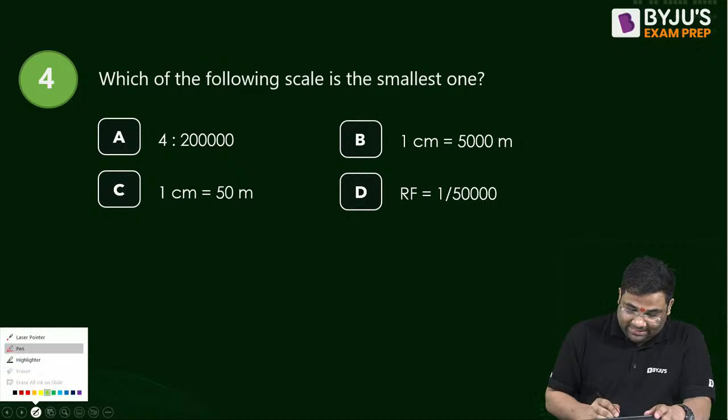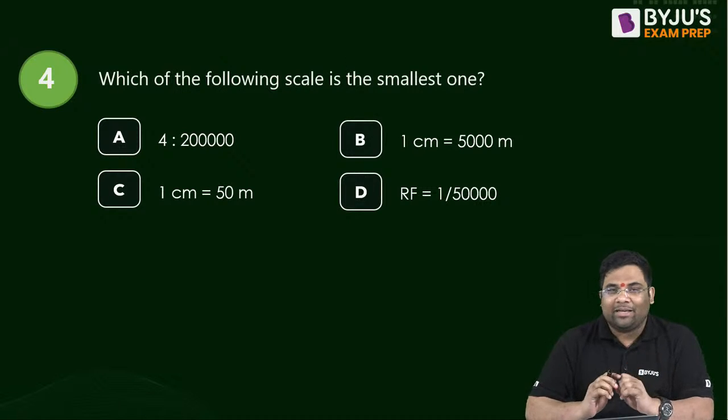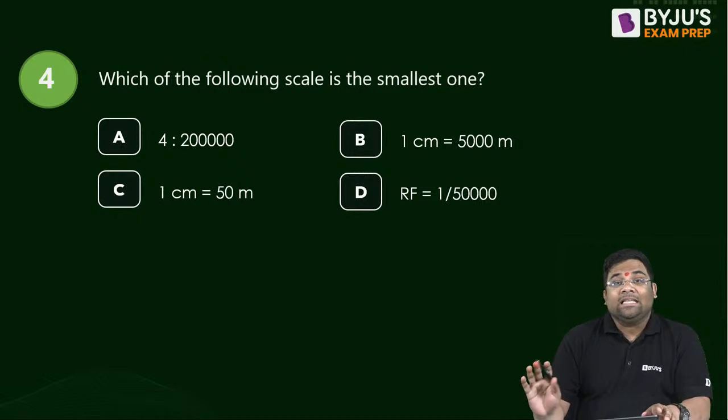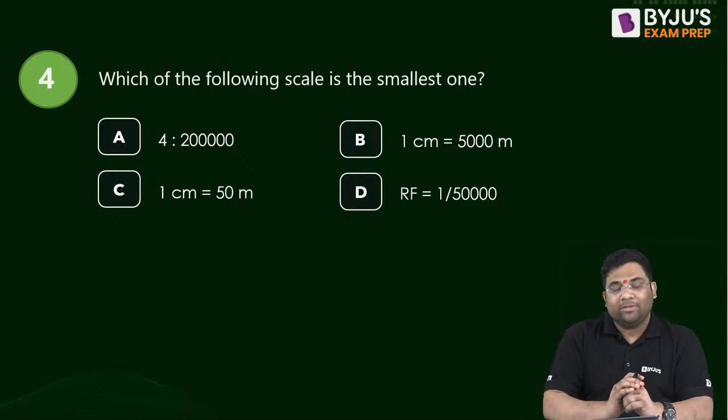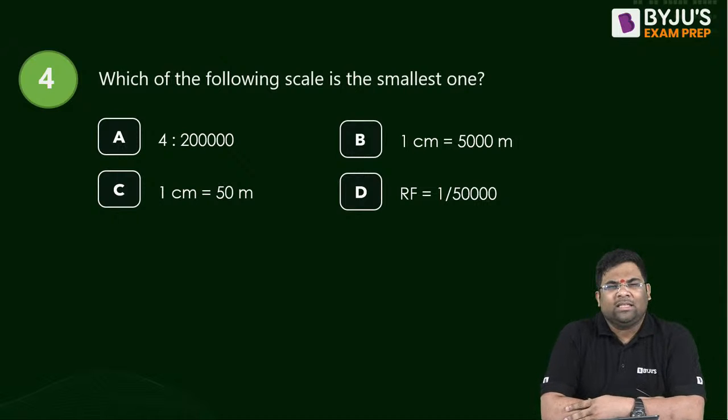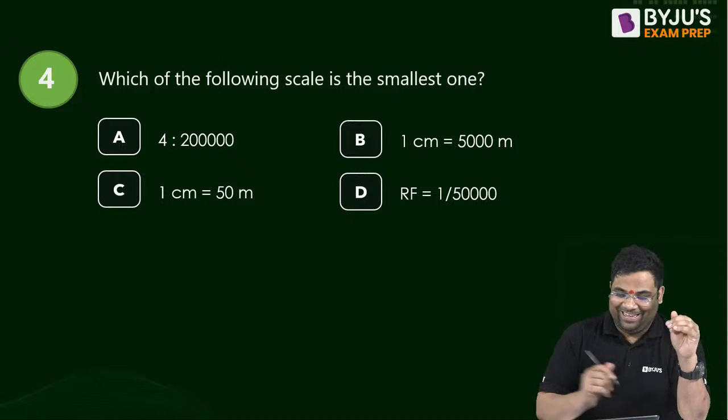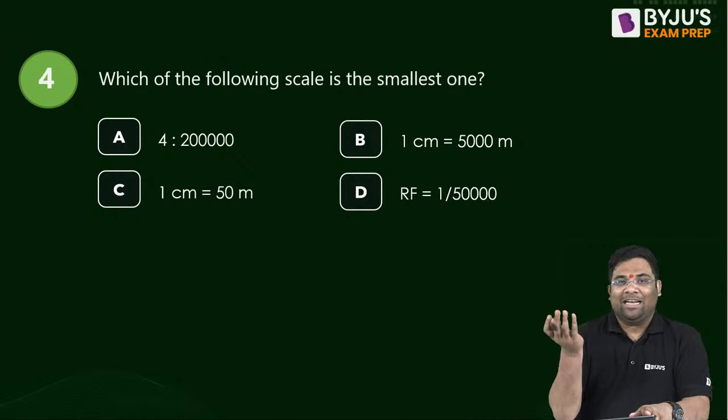Which of the following scales is the smallest one? Little tricky, so answer this question. The smallest scale. Somebody is writing D, somebody writing B. Maruf is writing D, Sachin is writing B. So I got all answers, A, B, C, D, everything. So I will tell you how to solve this.